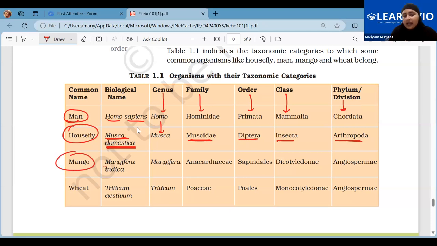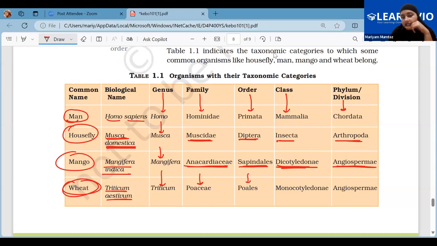Then there is mango, Mangifera indica. The genus is Mangifera. Family of mango is Anacardiaceae. Then the order is Sapindales. Is my voice fine? Yes, ma'am. The class is Dicotyledoneae. And then the phylum is Angiospermae. For wheat, Triticum aestivum is the scientific or the biological name. Triticum is the genus. The family is Poaceae. The order is Poales. The class is Monocotyledoneae. And then the phylum or the division is Angiospermae.